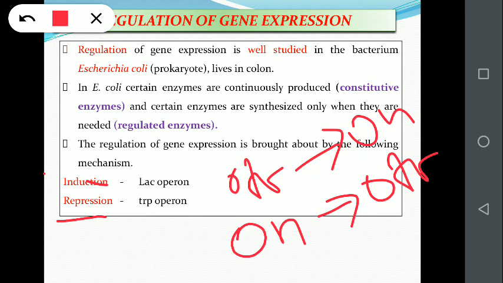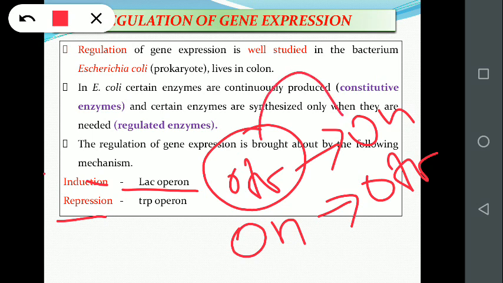In induction, the genes will always be in a switched off form, and only in the presence of the specific signal are they turned on. The example for this is the lactose operon, and the presence of lactose acts as the inducer. The lactose operon will always be in a switched off form. Only in the presence of lactose, that lactose will switch on the genes. So lactose is inducing the genes, switching on the genes. That is why it is induction.